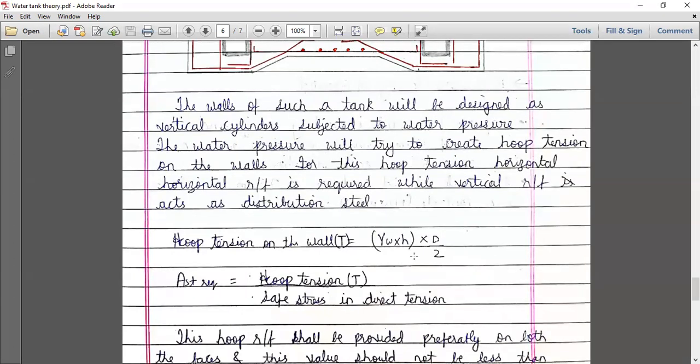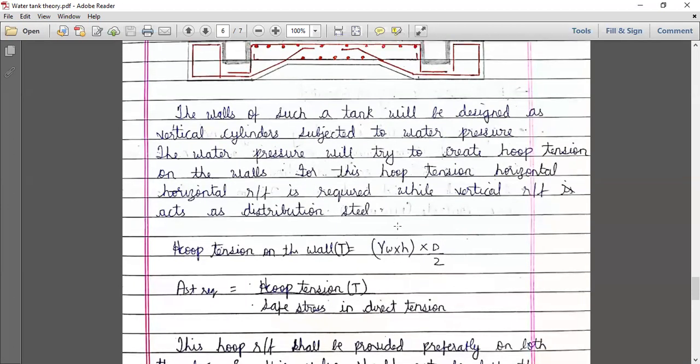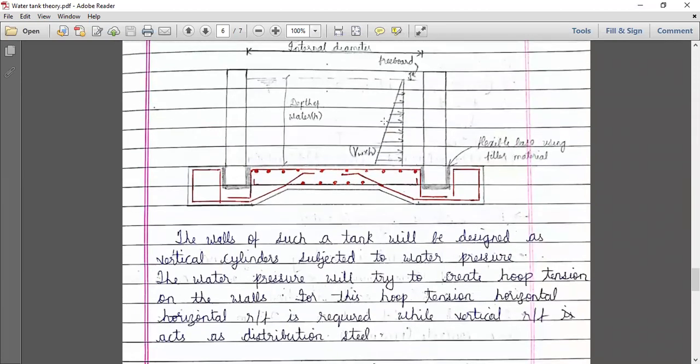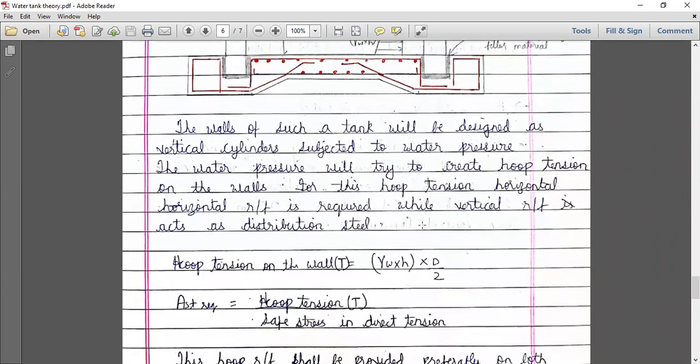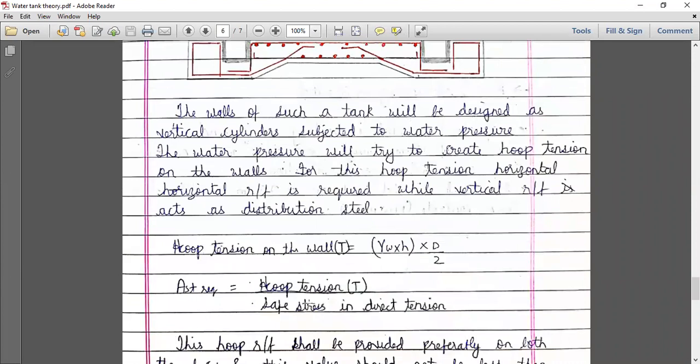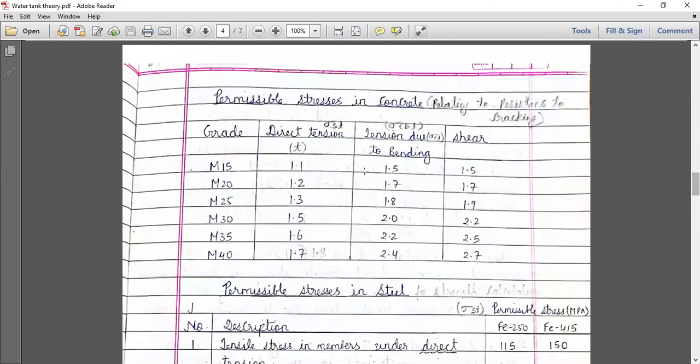How do we calculate the hoop tension on the walls? It is given by this equation: gamma W into H, where H is the height of the water, into D by 2, where D is the diameter of the water tank. And how to find the AST required for the hoop tension? This is given by hoop tension upon safe stress in direct tension. This safe stress in direct tension depends upon the grade of concrete and is given in this table.